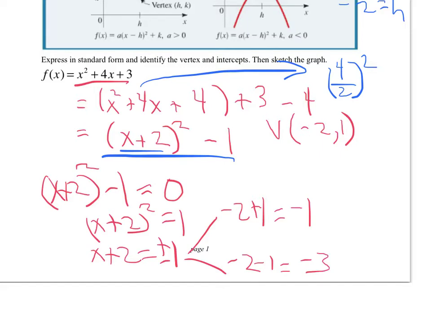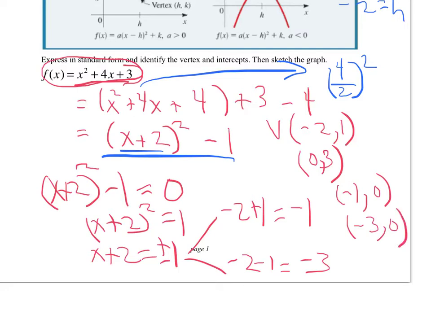And the y-intercept is what you get when x equals 0. So you can make x equals 0 here. When x equals 0, you can see y equals 3. So you have (0, 3). And then you have two x-intercepts. You have (negative 1, 0), and you have (negative 3, 0).